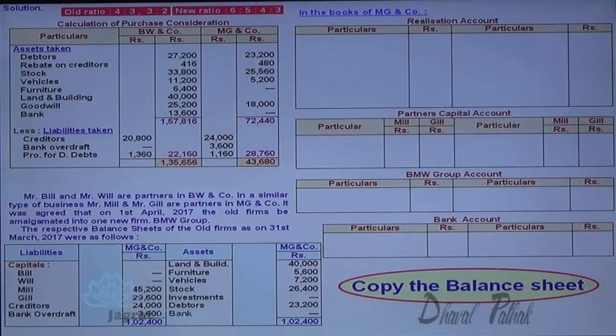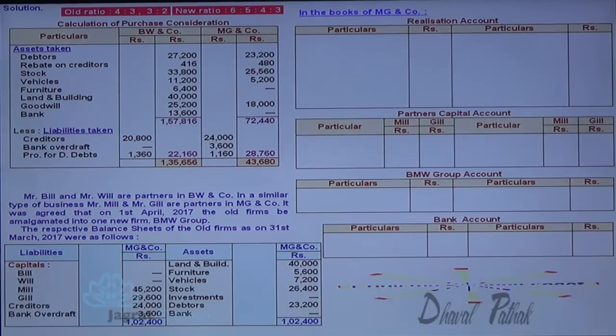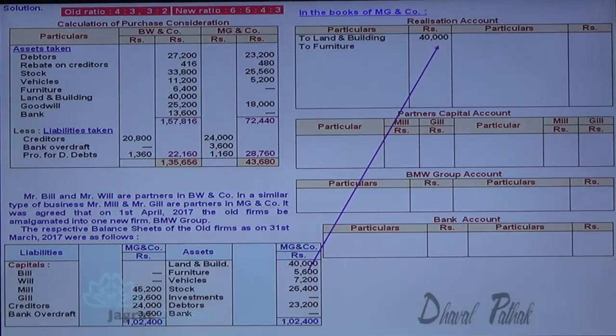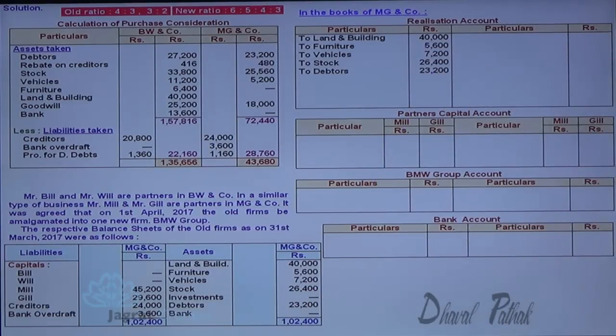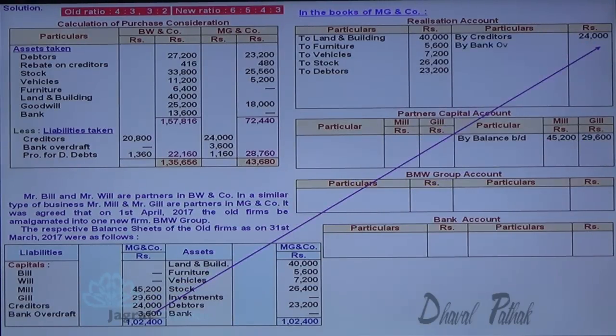Here I have also prepared bank account, so copy the balance sheet. Land and building debited to realization account. Furniture debited to realization account. Stock, vehicle stock, debtors, all these assets are transferred to the debit side of realization account. Now capital, Meal and Gill, creditors and bank overdraft credited to realization account.